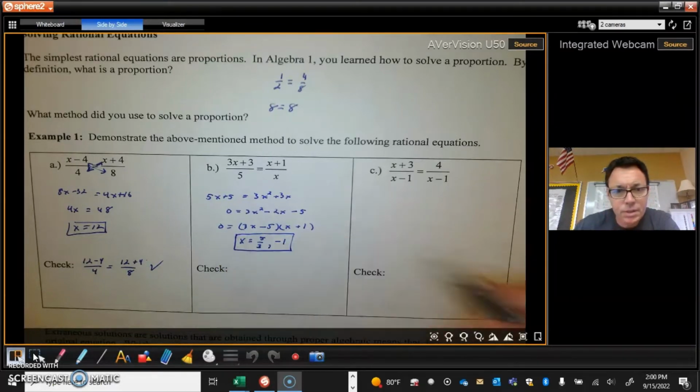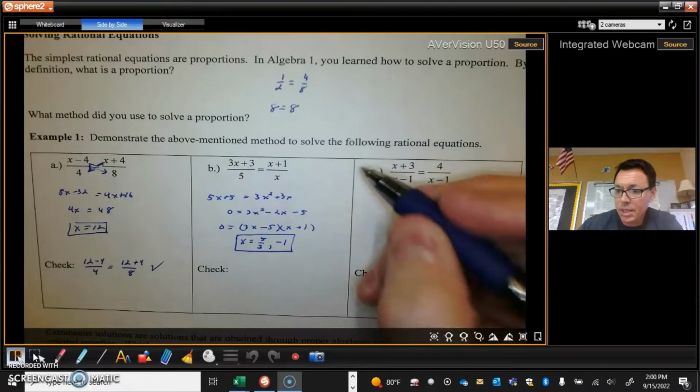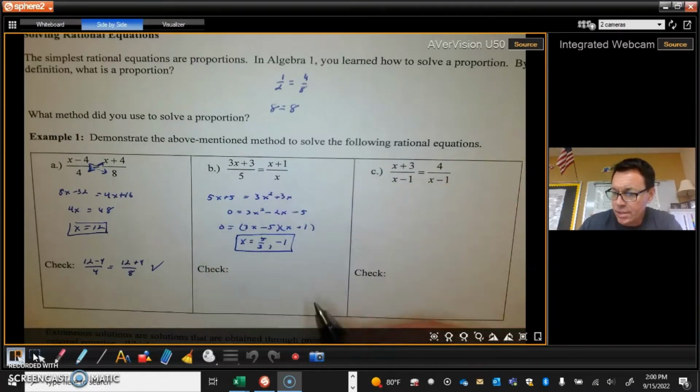All right, so if you're not done, pause it. If you are, take a look at the solutions that I got. I got 5/3, and I got -1 as an answer. Now, I'm going to be honest, the 5/3 is going to be a little bit of a pain. To check the -1, let's go ahead and check the -1 and see if that works.